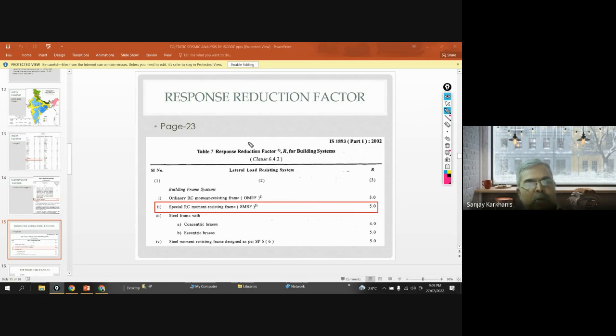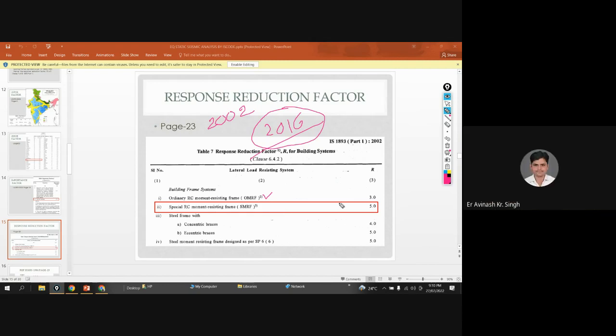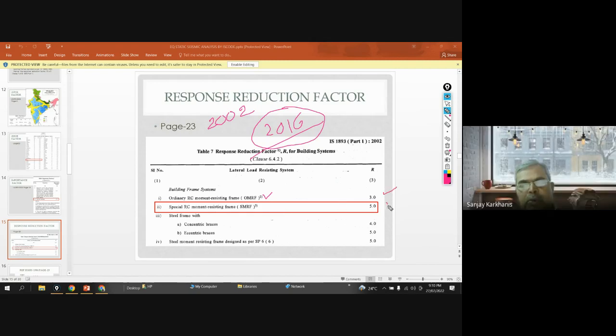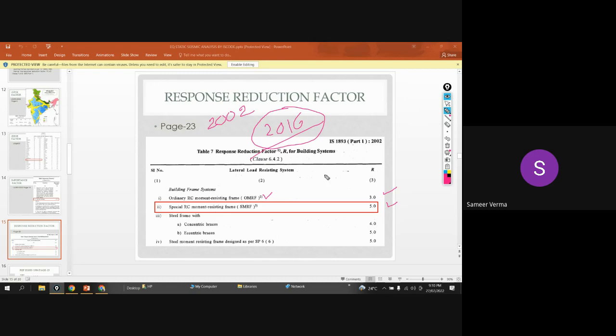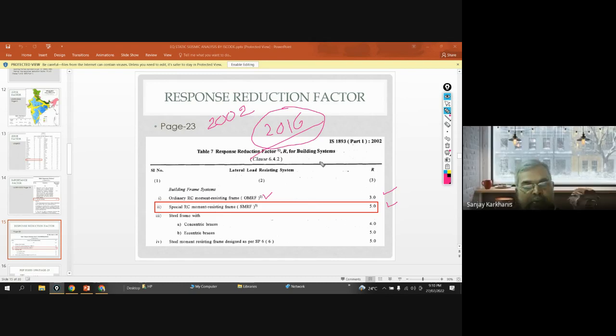Something before 2016. In that 2016 revision, see, whatever we are showing you over here is with the help of 2002. That's why the choice is there. But now in 2016, the code is saying that it is up to you whether you use R equal to 3, R equal to 5, or R equal to 1. That is your choice. But you have to go for ductile detailing.